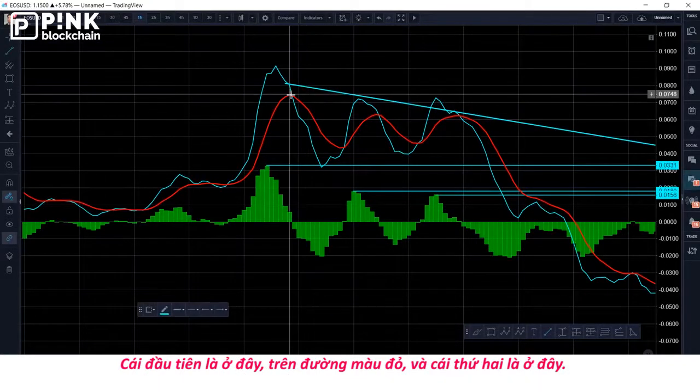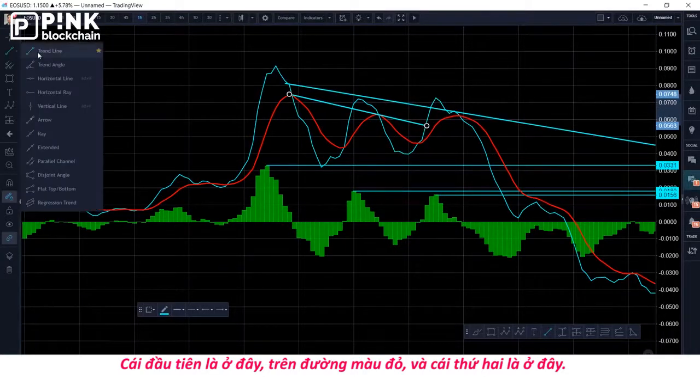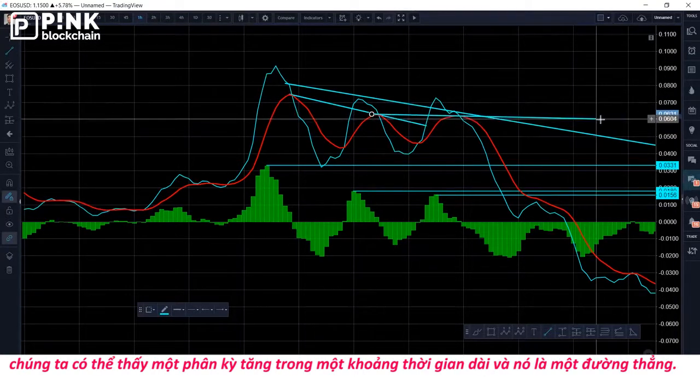So the first one would have been right here, right? On the red line. And then the second one would have probably been right here. You'd probably see bullish divergence in the long run.